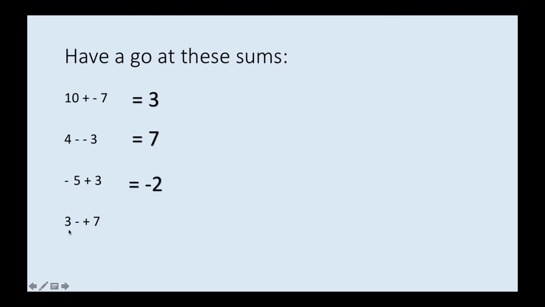And then here, 3 minus plus 7. Again, the minus always wins, so get rid of the plus. 3 take away 7. If you want to think about this like you have £3 in the bank and you spend 7, then obviously you are -4 overdrawn.